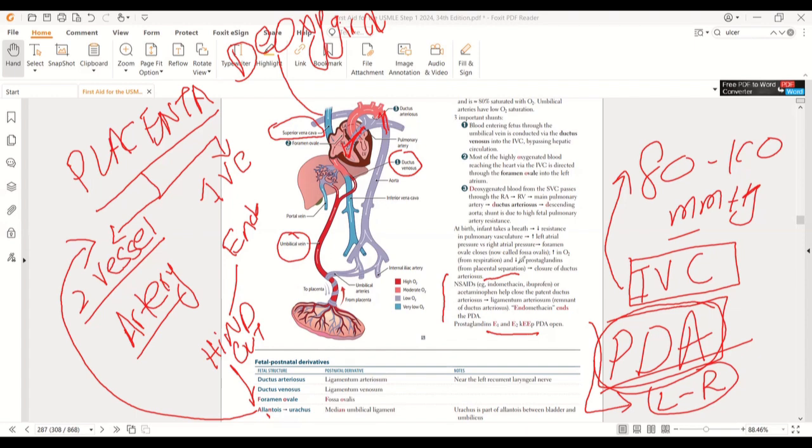Okay, can anybody tell me any other clinical correlation of the ductus arteriosus? Like one is the patent ductus arteriosus. Any narrowing of the other structure?